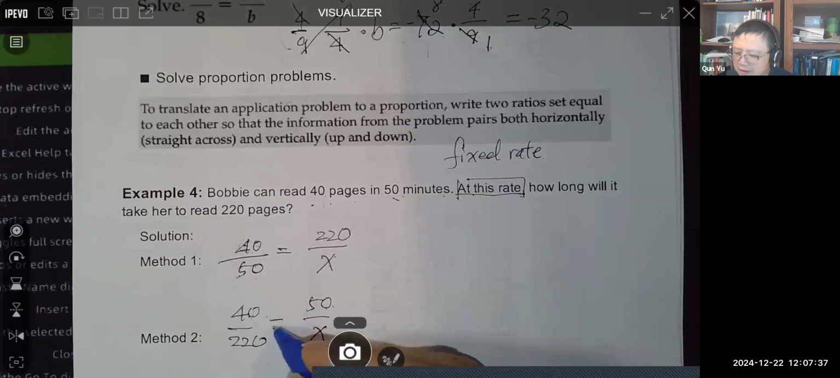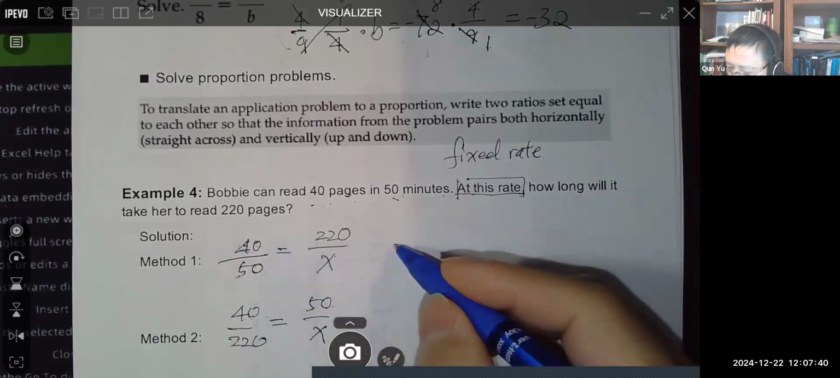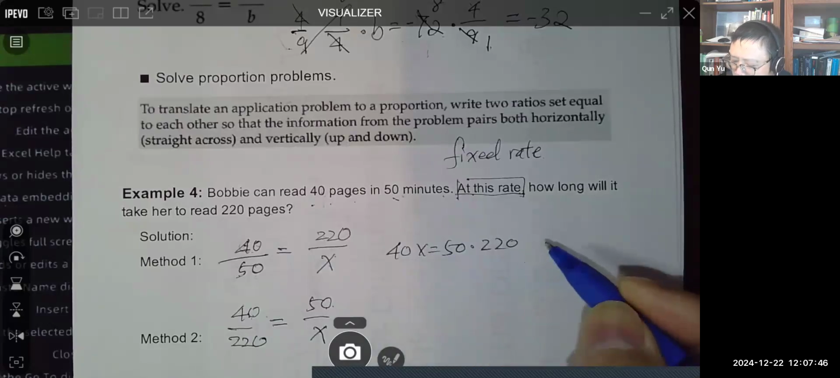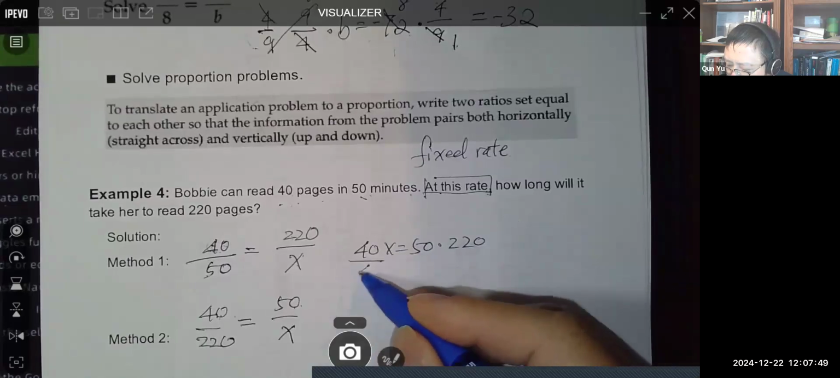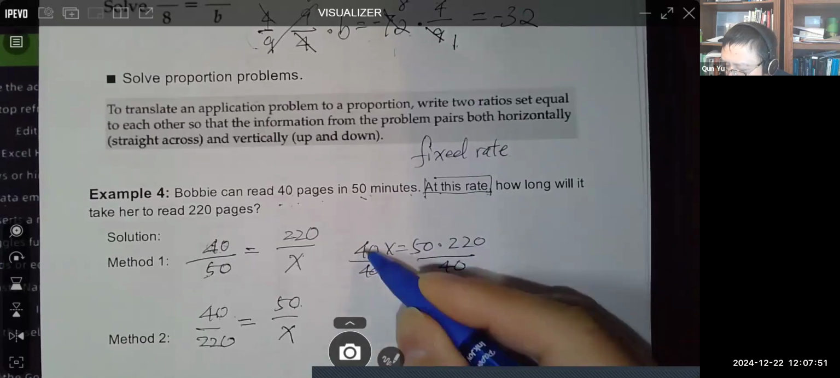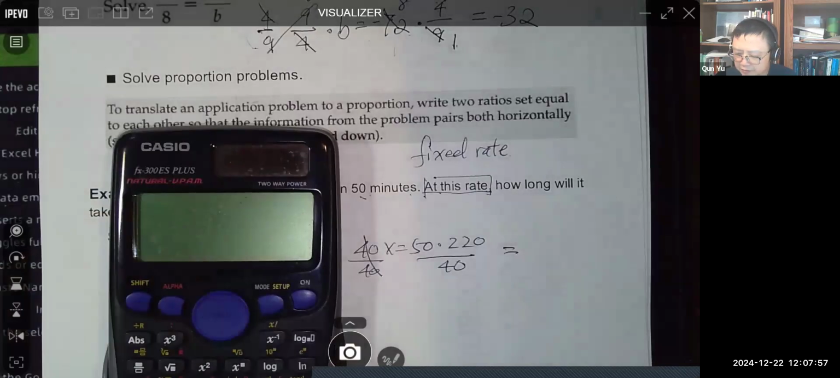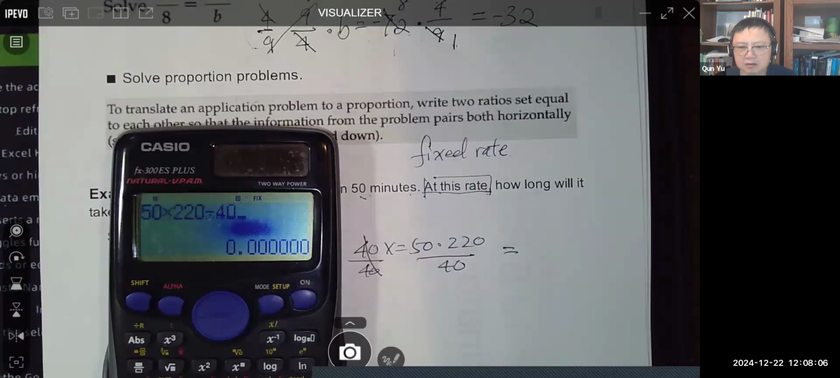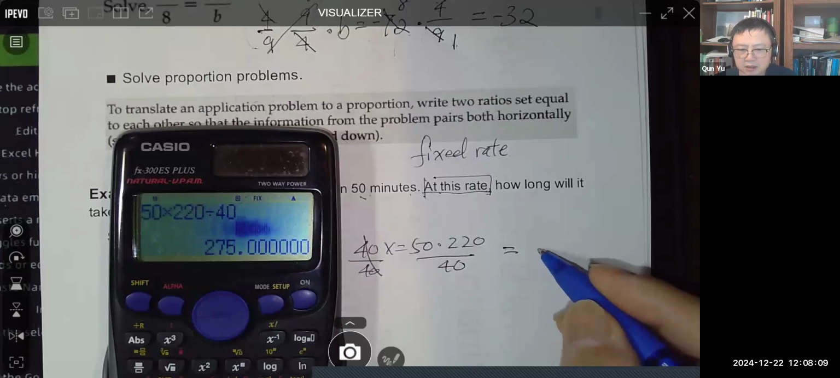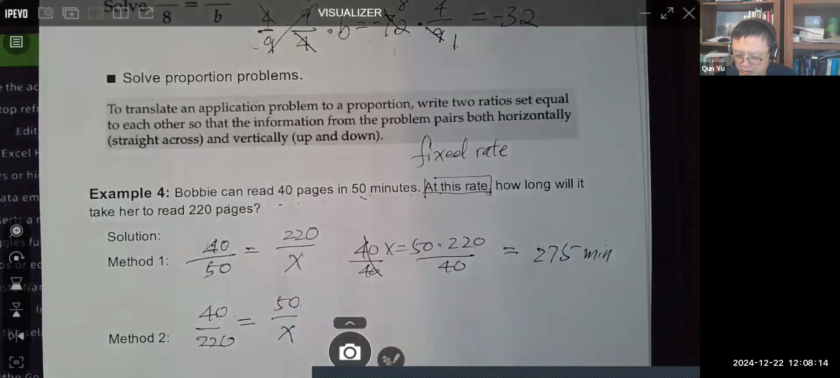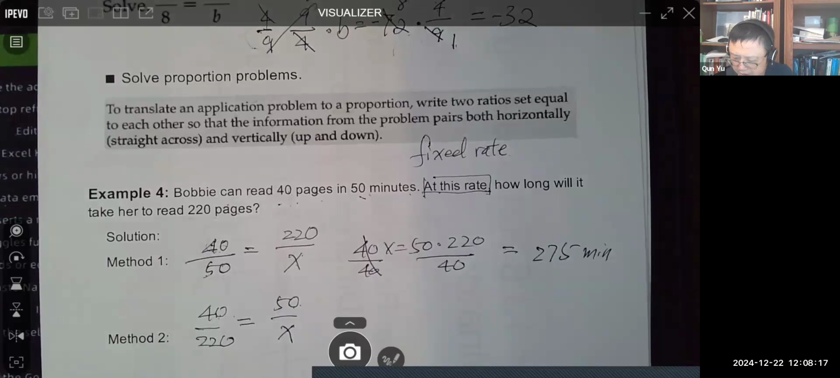Either way is okay. Now let's solve it. Cross multiplication. 40x equals 50 times 220. And to solve x, we divide by 40 on both sides. So this is canceled. Let's do the calculation. 50 times 220 divided by 40. And she will need 275 minutes to finish a book with 220 pages.